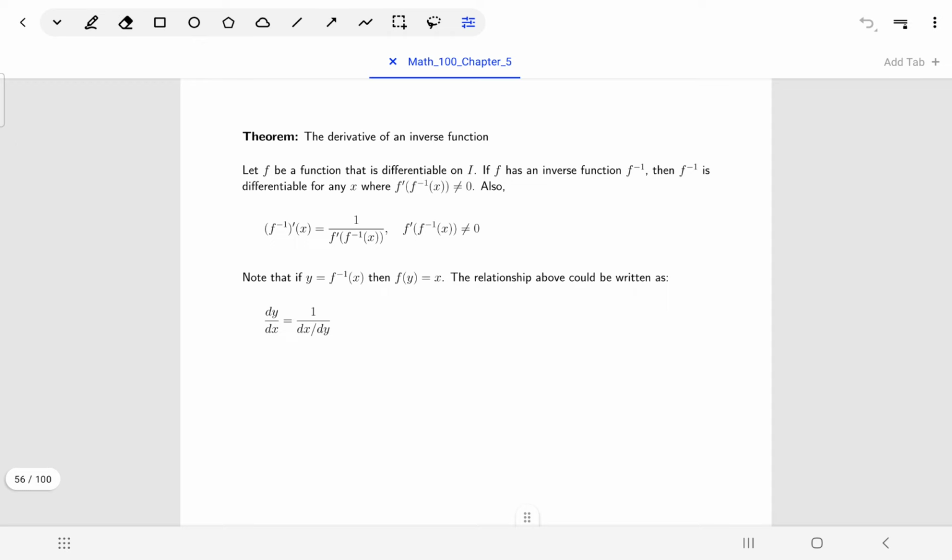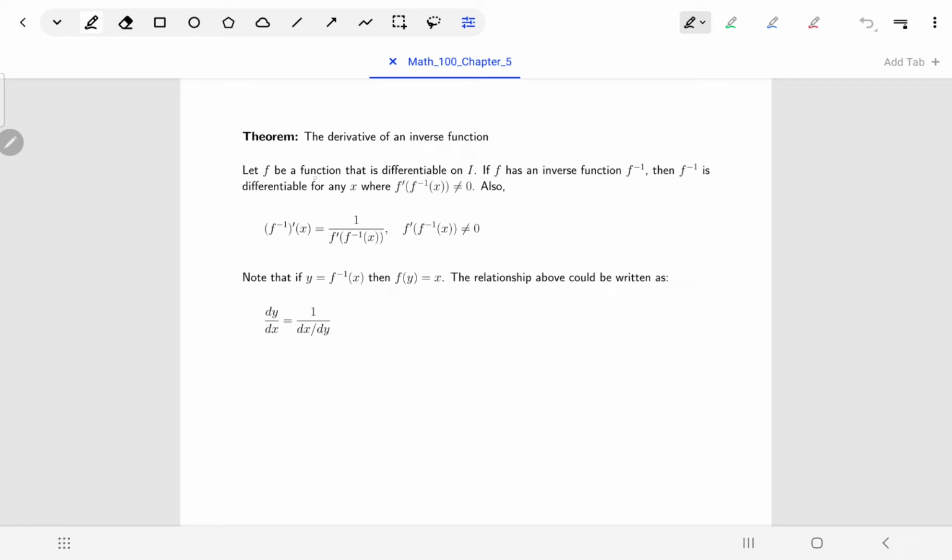Welcome back. In the last part of this lecture, we're going to introduce the main theorem for the day, which is the derivative of an inverse function. This theorem's telling us basically how we can find the derivative for our inverse, as long as we know that f itself is differentiable, and actually that there's going to be a relationship specifically between the derivative of f and the derivative of f inverse.